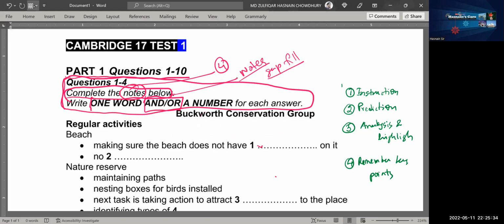So we come to know about the instruction. We are going to deal with 4 questions, and the questions are notes gap fill, and as answers we need to use at most 2 items with one number and one word. You can also put answers as one word or one number. Okay.